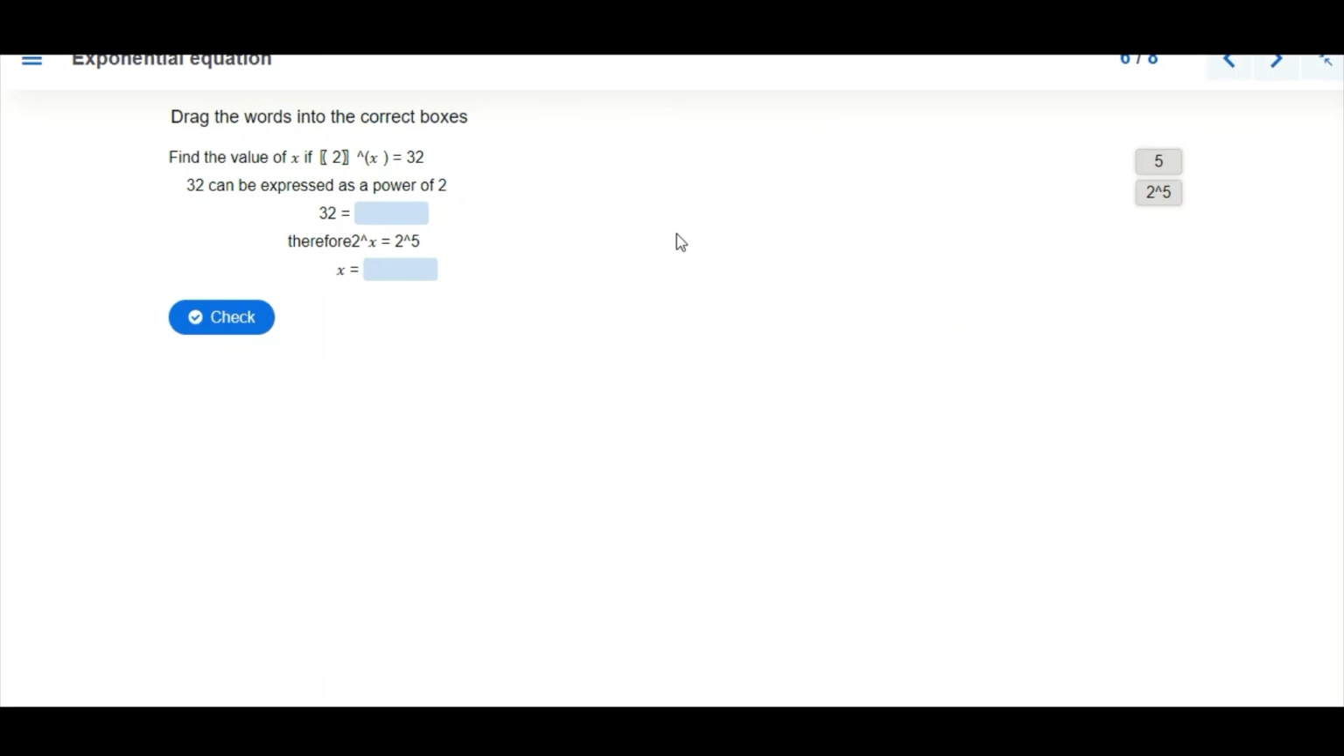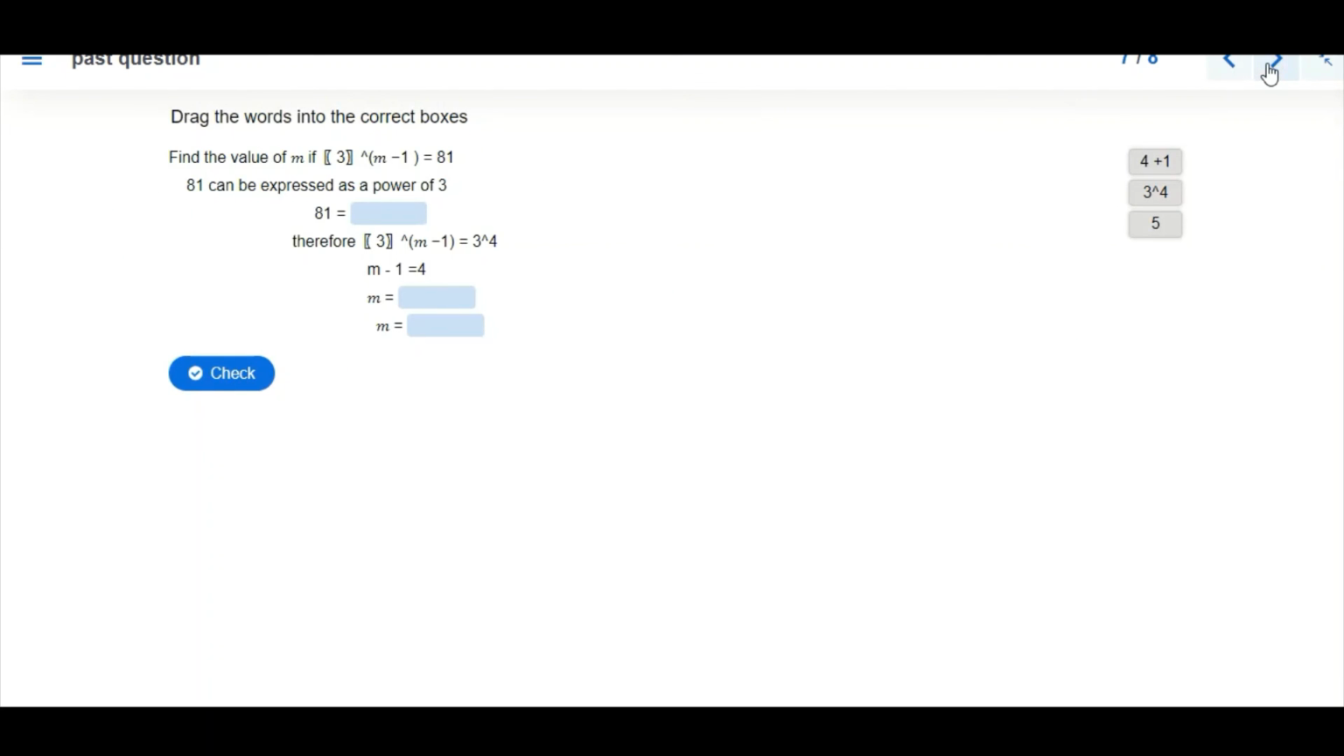We have x. So let's drag the correct answer to each box. Now, 32 equals what? Equals 2 raised to power 5. And our final answer is what? x equals 5. So let's check x equals 5. Okay, now that leads us to the next one. We have another example here. We are going to be solving that quickly as well together.